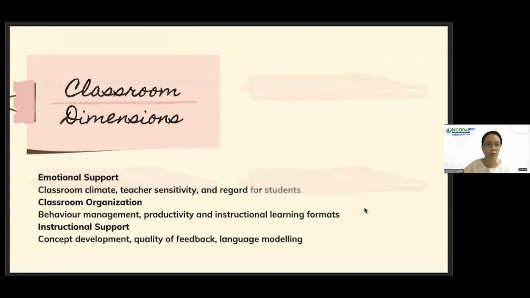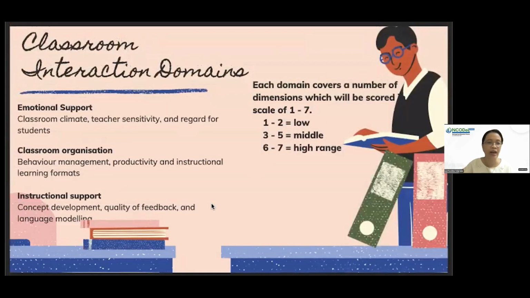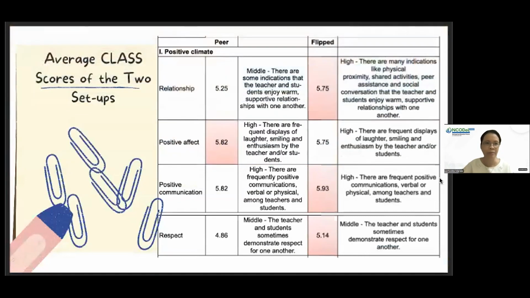For the classroom dimensions, we look into the emotional support that covers classroom climate, teacher sensitivity, and regard for students, and then classroom organization that includes behavior management, productivity, and instructional learning formats, and instructional support: concept development, quality of feedback, and language modeling. Okay, so those are the classroom interaction domains. So let's see what happens after the implementation.